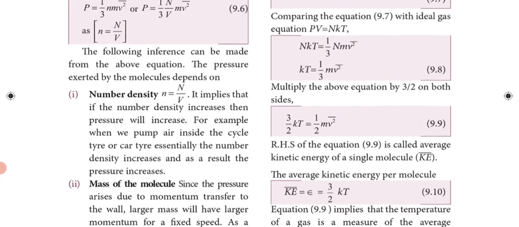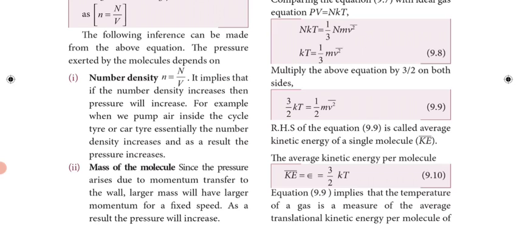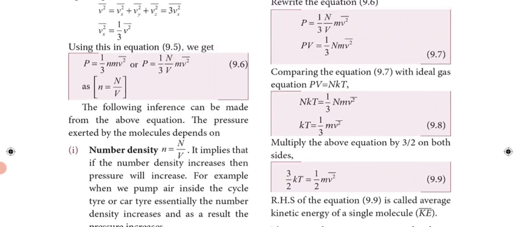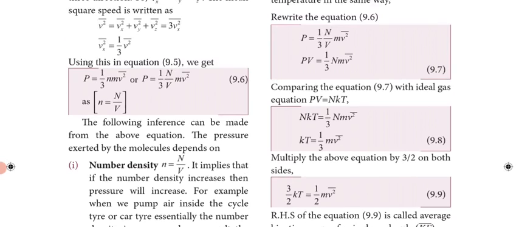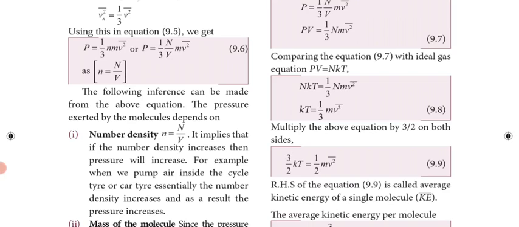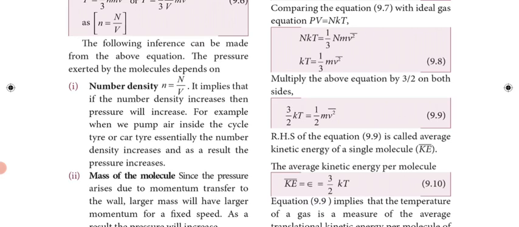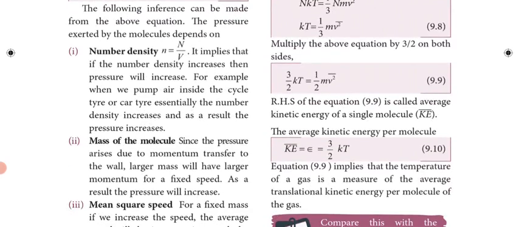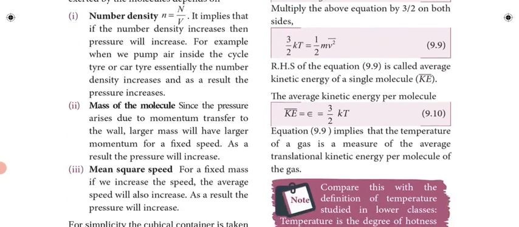The following inferences can be made from the above equation about the pressure exerted by the molecules. From the equation itself, the pressure exerted depends on, first of all, n, the number density. It implies that if the number density increases, obviously the pressure will increase. The next thing is the mass. The pressure arises due to the momentum transferred to the wall, so the larger the mass, the larger the momentum transferred, and the pressure will increase if the mass is more. And the mean square speed: for a fixed mass, if the speed increases, the average speed will also increase.